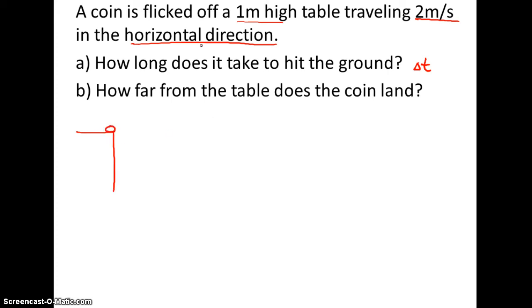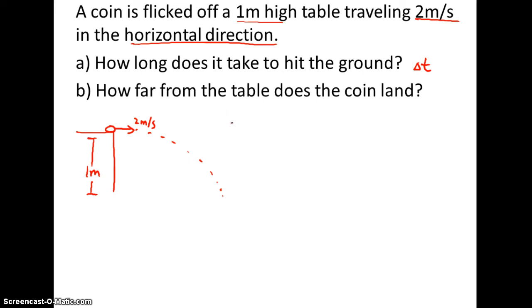We have a coin. It's on a table that's 1 meter high. And it travels 2 meters per second in the horizontal direction. That's its initial velocity in the horizontal direction. So it's initially going 2 meters per second when it's hit off the table. It's going to fall to the floor somewhere over here. We want to know how long it takes to hit the ground.